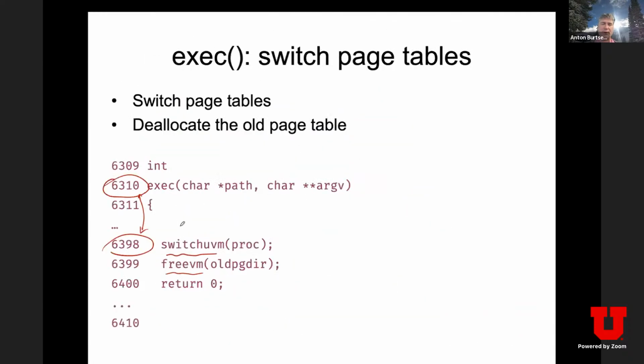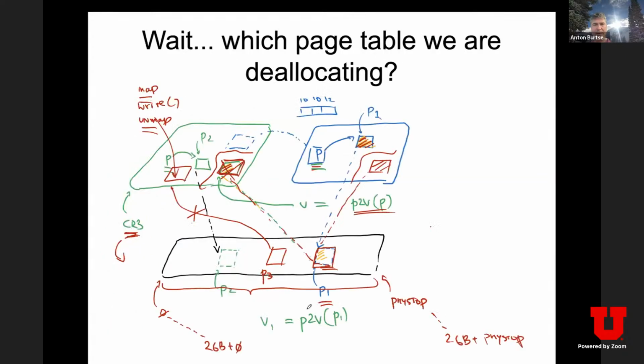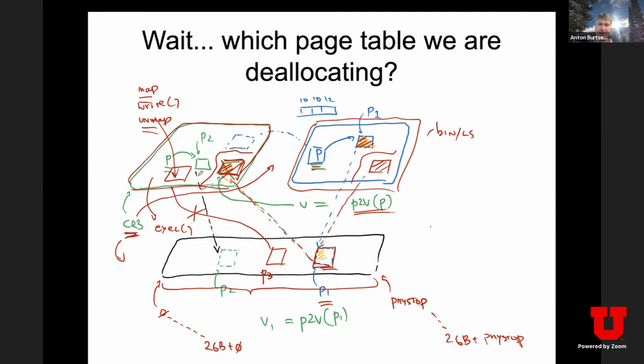First of all, I wanted to ask a question: what is this address space which we're deallocating? And the answer is the address space of the old process. So in our diagram, this green address space is the address space of the old process, the one which called exec. And this is the new address space. Now, CR3 will be pointing to this new address space after we switch the user address space, and the old address space will be deallocated with this function which frees the address space.